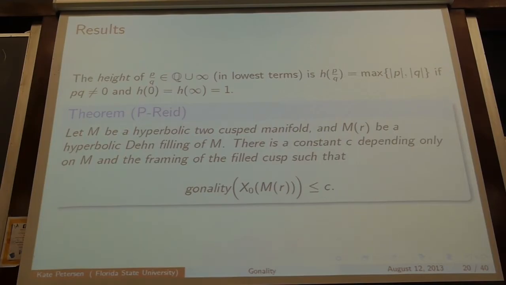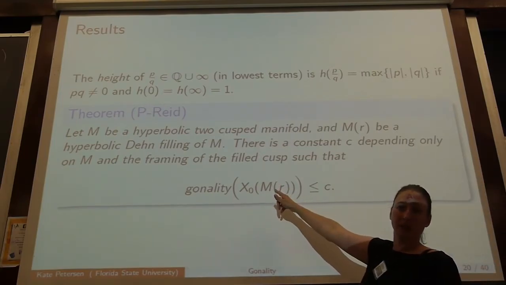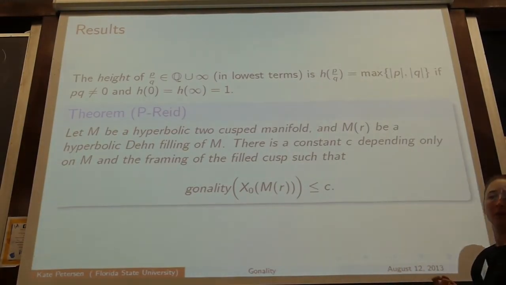Can I ask a stupid question about this statement before you outline the proof? What I'm confused about is the filled manifold depends only on M and the framing of the filled cusp, unless I'm misunderstanding what you mean by framing. I'm just saying that the gonality is independent of P and Q. Right, depending on what you mean by framing, you can frame it so that you fill the meridian. So the framing statement might be overly cautious. But in this statement, it doesn't matter. In the next statement, it actually does.